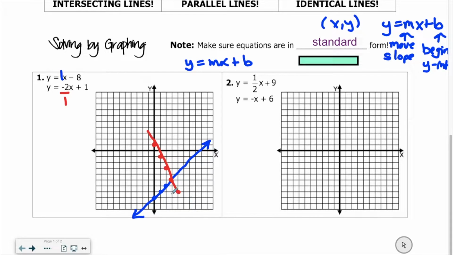Or try. There we go. Okay. Not very straight, but you get my point. All right, so here is our solution.